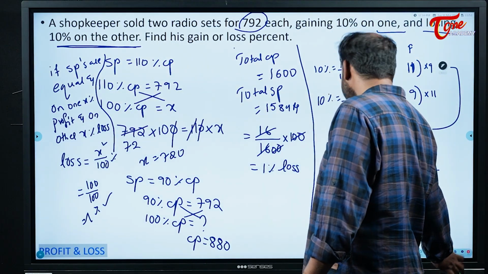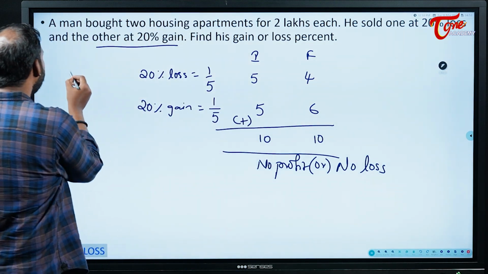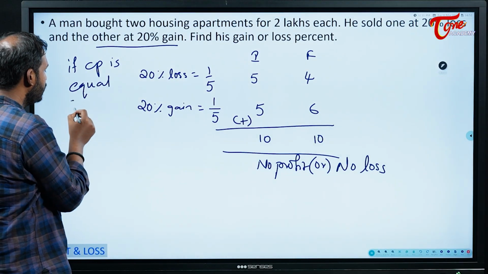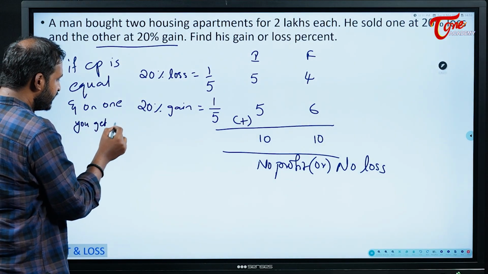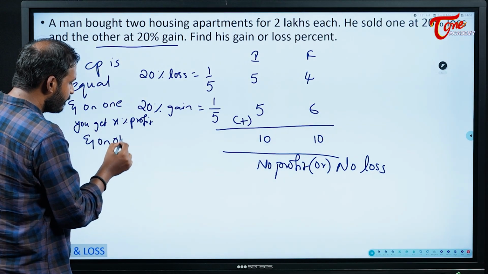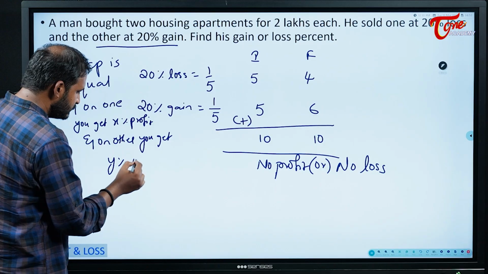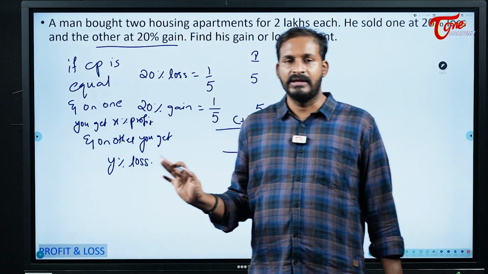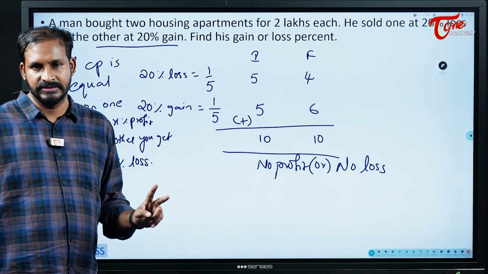Now similarly, come to this case: if the cost prices are equal, if CP is equal, and on one you get X% profit and on the other you get Y% loss, then always there will be no profit or no loss in such cases. There will be no profit or loss in such cases. Remember these two things.